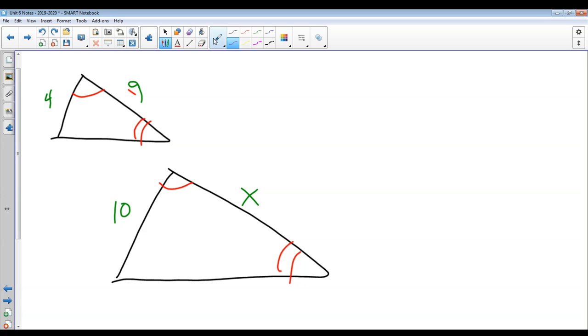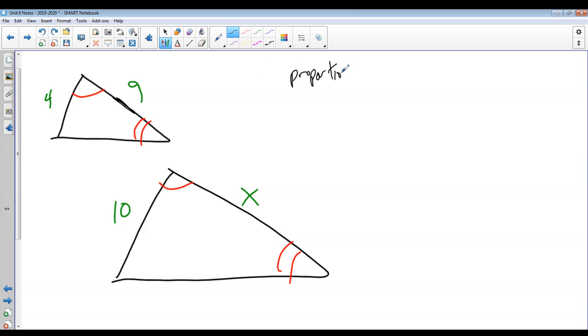This is a little typo here, a little stray mark. Let's get rid of that. So I have two triangles. I know the angles are the same, so I gave you that information. So that tells me that these triangles are definitely similar. So what I want you to do is solve this out using the proportion method.